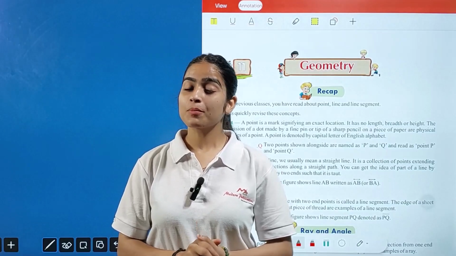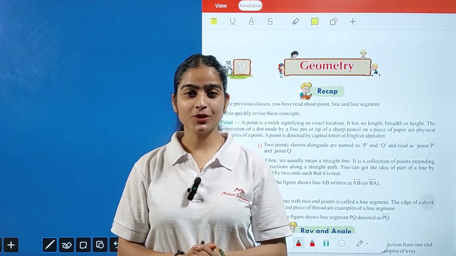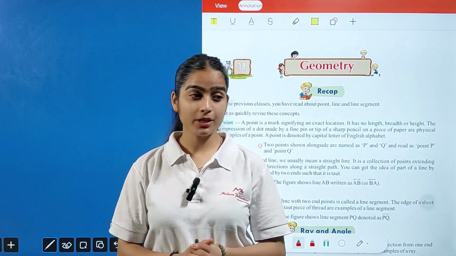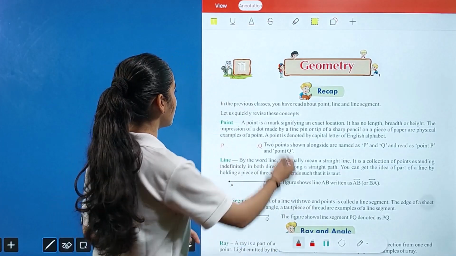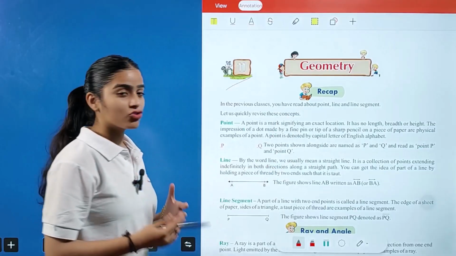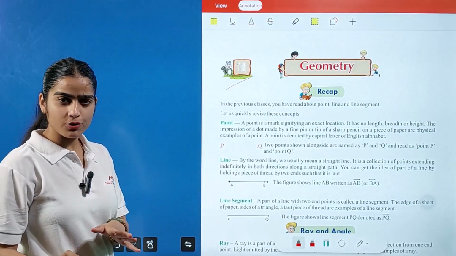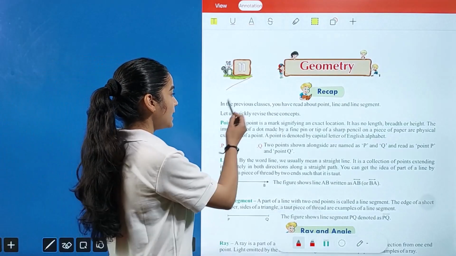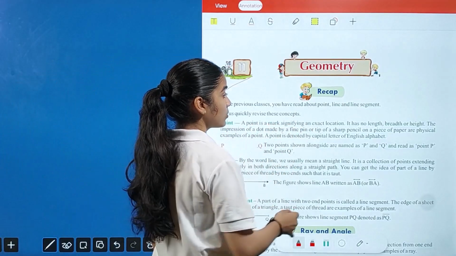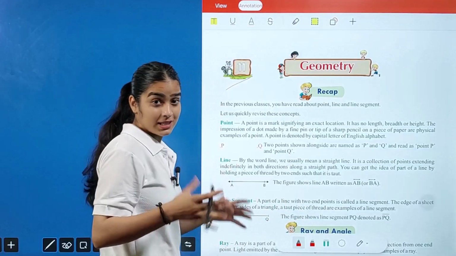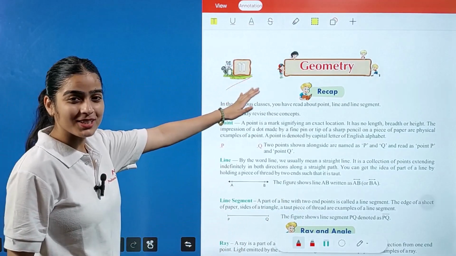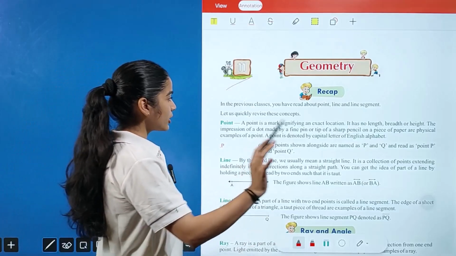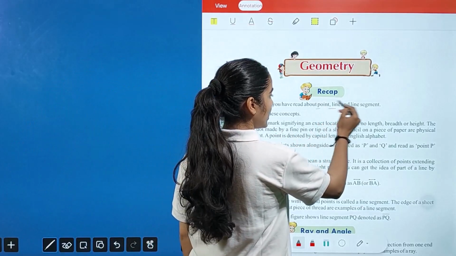So students, I'm your mathematics educator again, here with a new chapter and a new concept. Today we are going to learn about chapter number 11, which is geometry. Do you all like geometry? In the previous classes, we have read about point, line and segment. That is a very easy chapter. So you already know about the point, line, and line segment.